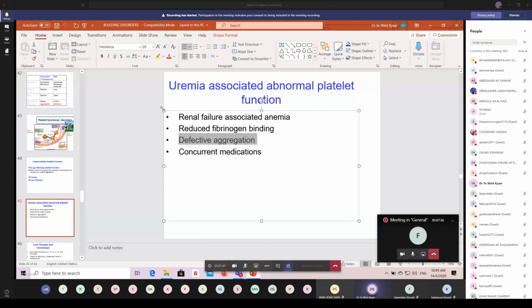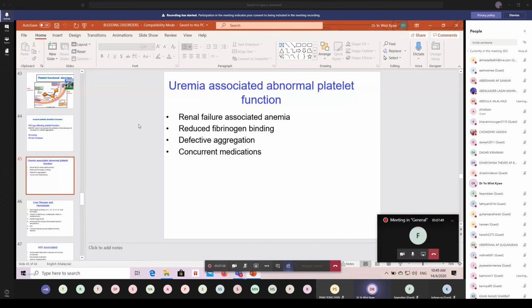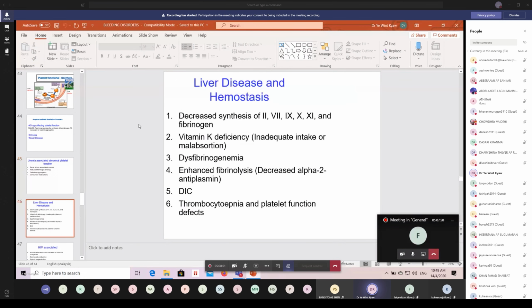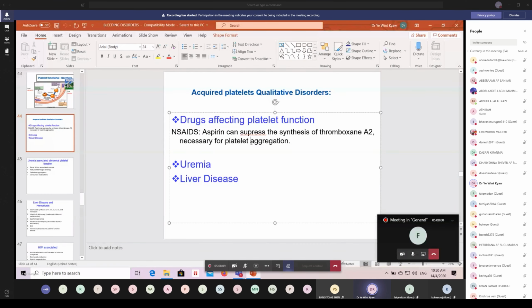Understand? You will learn the details in pharmacology, the side effects of NSAIDs. For now, just remember that aggregation defect, platelet function defect, is okay. You will learn the details of NSAID pharmacological action, pharmacodynamics, pharmacokinetics, and side effects, and about aspirin in pharmacology. For now, just know they can cause a platelet function defect. What function? Aggregation function.